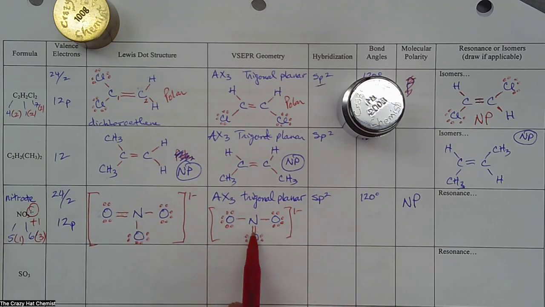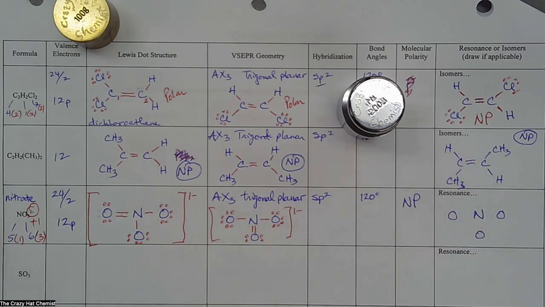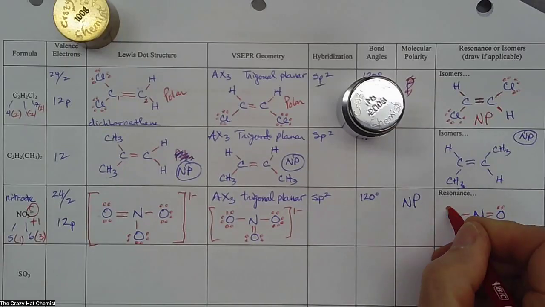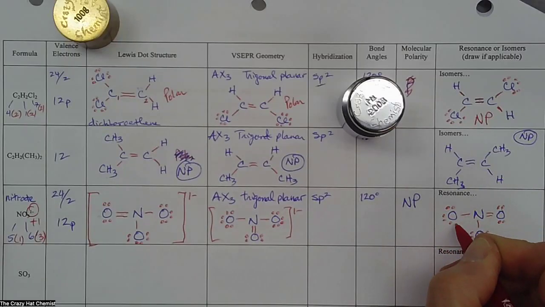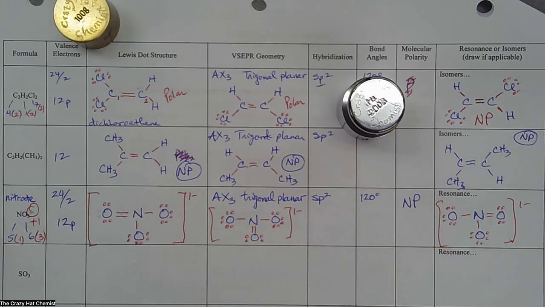And then there's one more rotation, and that will move it over to here. So let's draw this one in the resonance column here. Double bond here on the right side, single bond on the left and down below. 3 sets of lone pairs of electrons. This one has 2 sets of lone pairs of electrons, 3 sets of lone pairs of electrons, brackets, and a -1 charge. Perfecto. These are all nonpolar. Those are resonance structures.